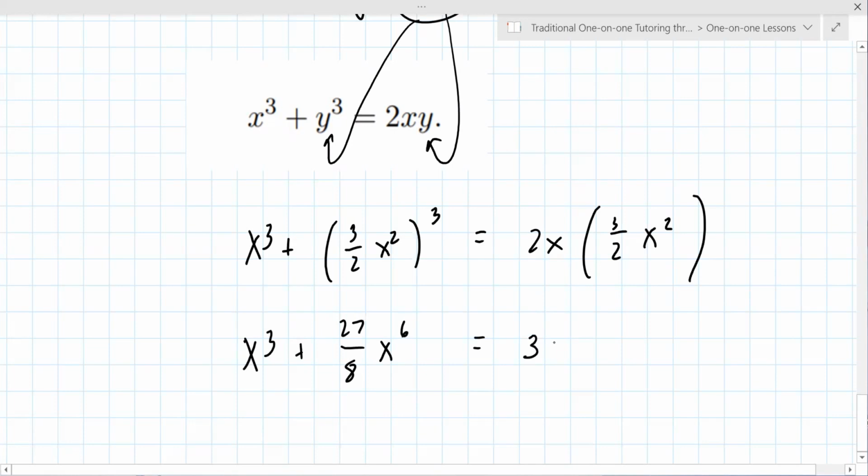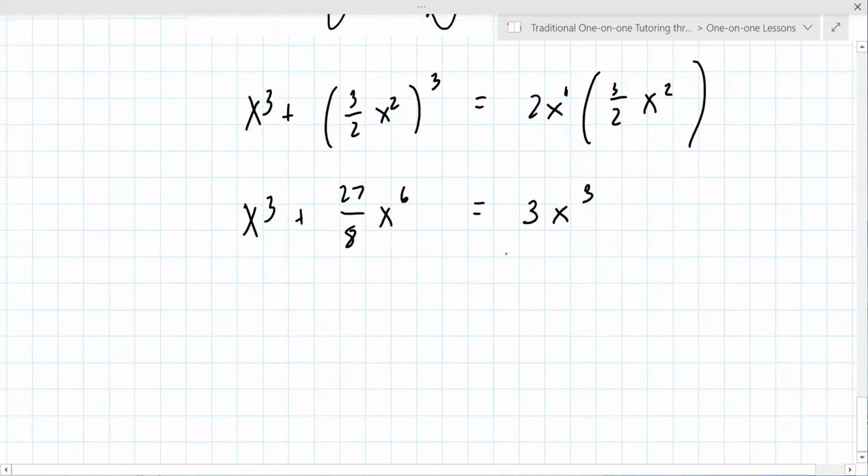3x cubed, right? x to the 1, x squared, that gives you that. So you just did three halves cubed, and then you multiply the x. Okay, got it. Now we're going to subtract 3x cubed from both sides.